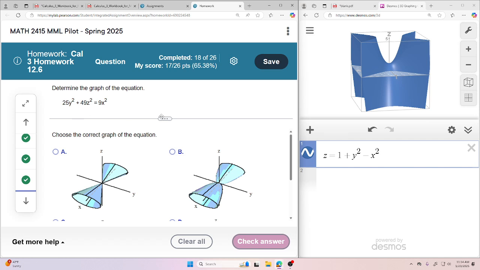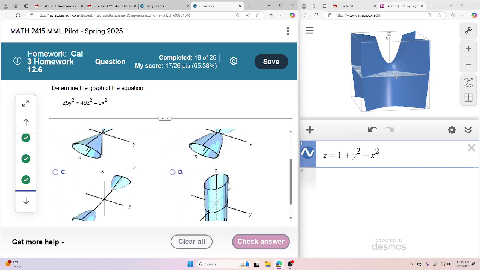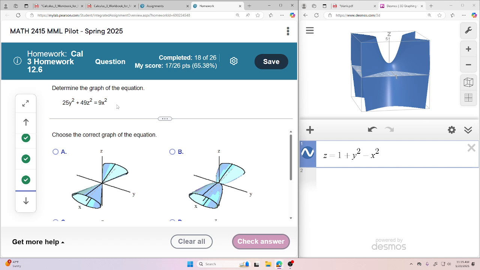If I move it all over, then it's equal to what? Yep. So it's equal to 0, right? When I move them all over, it's equal to 0. Doesn't that mean cone? Right.